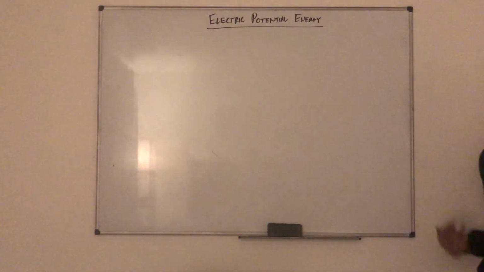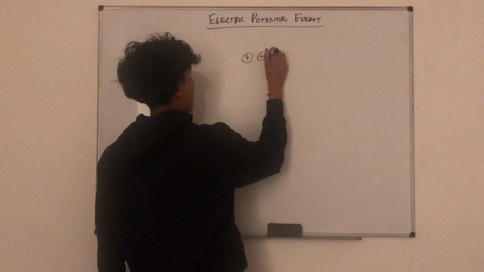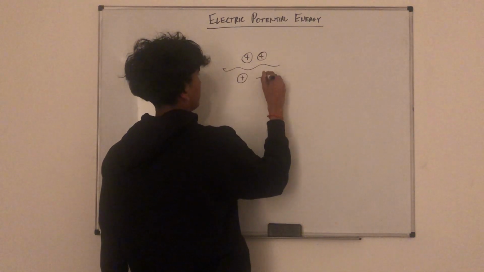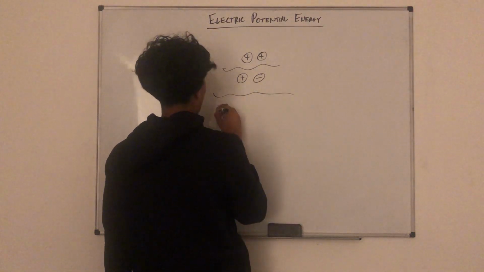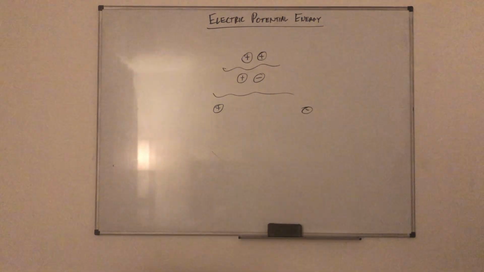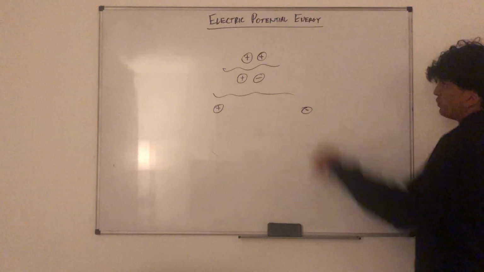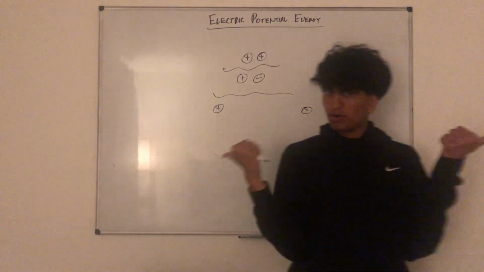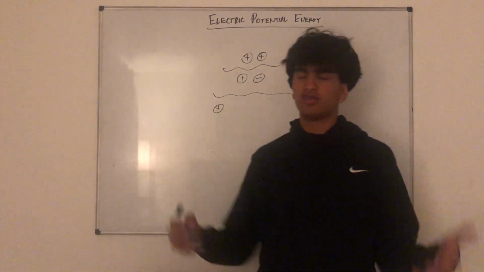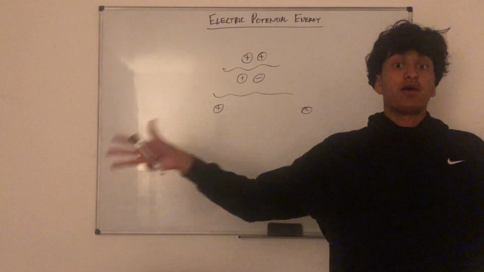So you had 3 scenarios. You had a positive really close to a positive, a positive really close to a negative, and a positive and a negative quite far away. What's the energy looking like in each of these states, and why? Well, when you have two positives right next to each other, you know there's going to be a repulsive force between them. Like charges repel, right?